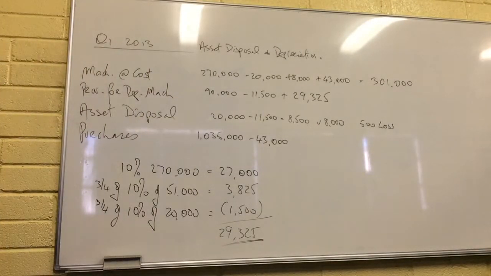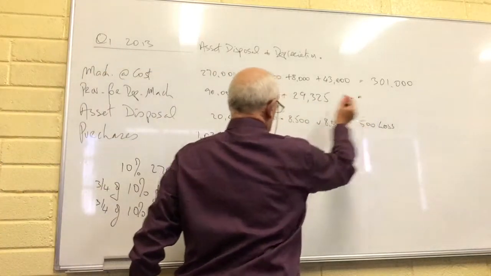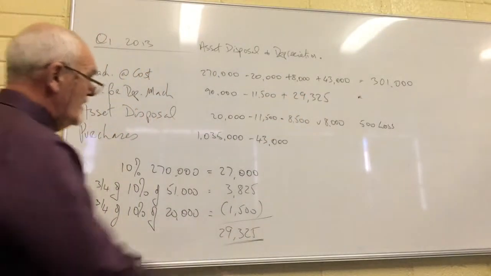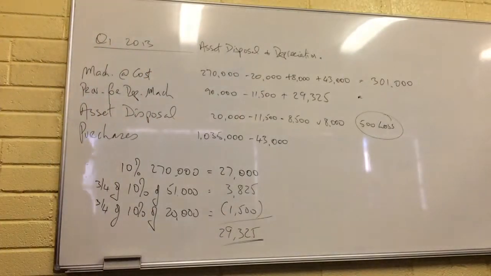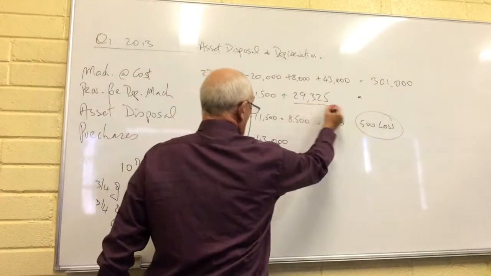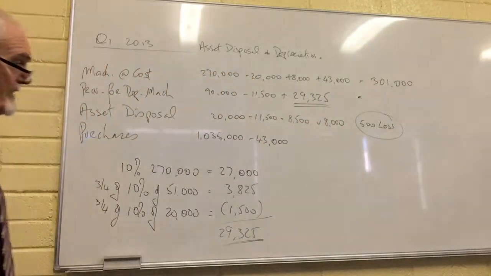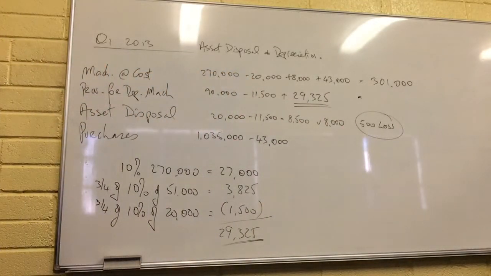So let's recap now. We've increased the value of our machinery at cost to 301,000. We've adjusted the provision for depreciation to whatever it is we get when we do these calculations. We have a loss on disposal, which we put into the manufacturing account as an overhead, and also as an overhead in our manufacturing account will be this year's depreciation of 29,325, and we've adjusted downwards our purchases by 43,000. There is another purchases adjustment in this question, but it doesn't relate to this note. So, there you are.